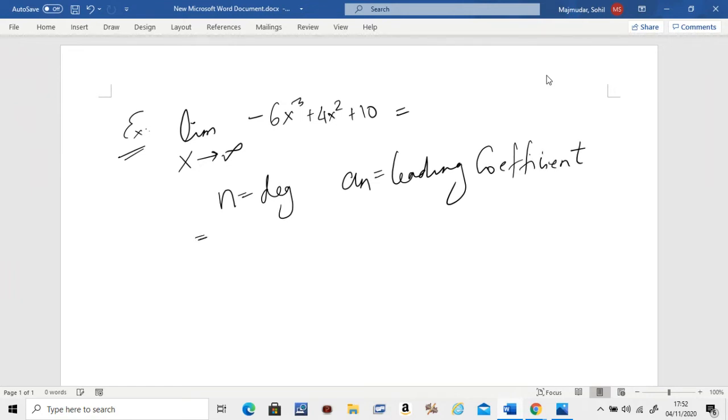What do you understand by the degree of the function or the equation? It is the highest power in the function. So now clearly the highest power here is 3. So n is 3. And what do you understand by leading coefficient, denoted by an? It is the number before the term with the highest degree. The number before x cube is -6. And then you check, is n odd or even? So is 3 odd or even? It is clearly odd. And then you check, is an positive or negative? So this is clearly negative.